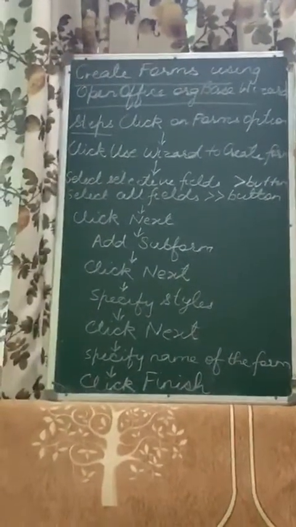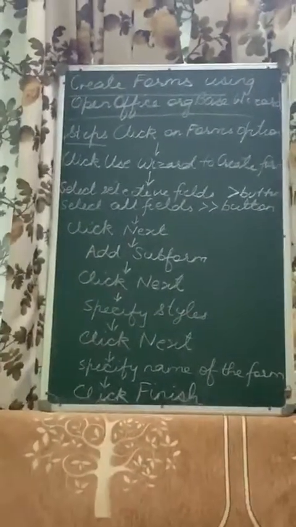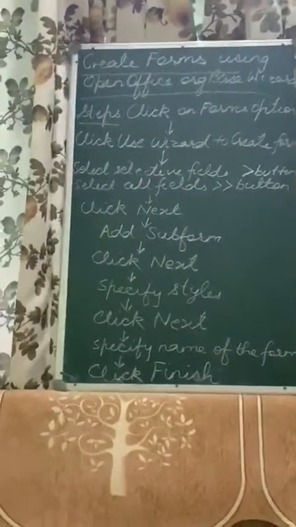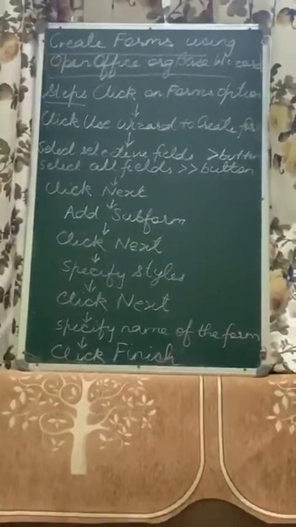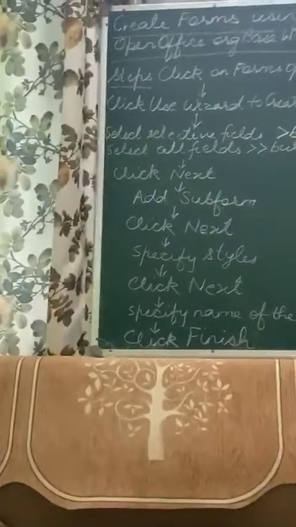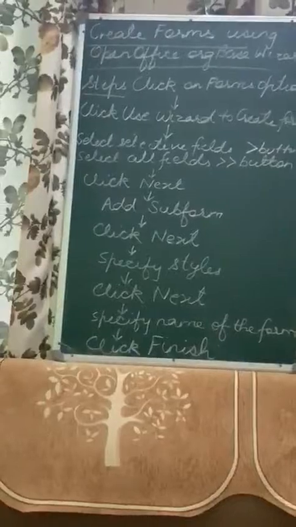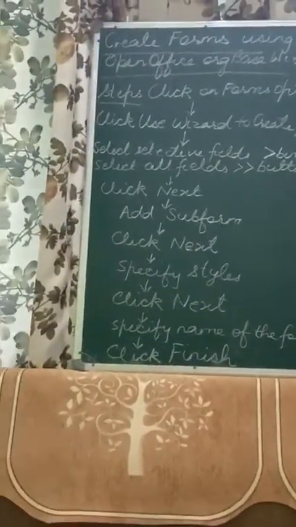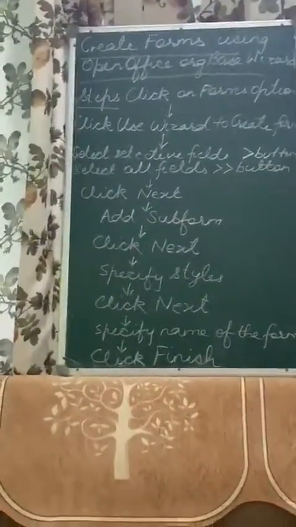Now after clicking on next, you will see the set up a subform dialog box of the wizard. Subform means that you want to insert the contents of the table in a separate form. So you will select the option add subform. Then you will click on next. After this you will find that there are different styles in which you want the form to be displayed. So you will select or specify the desired style. Then you will click on next.